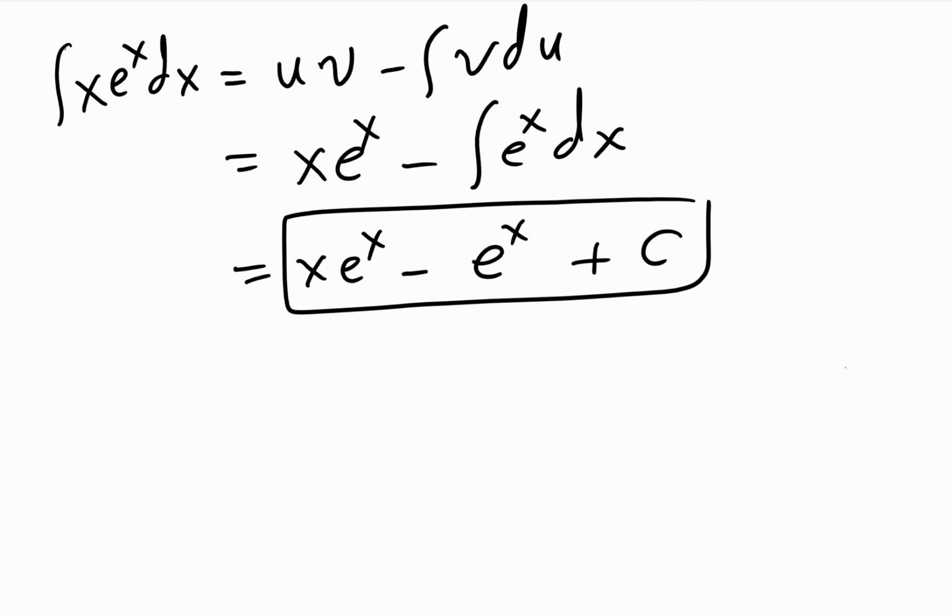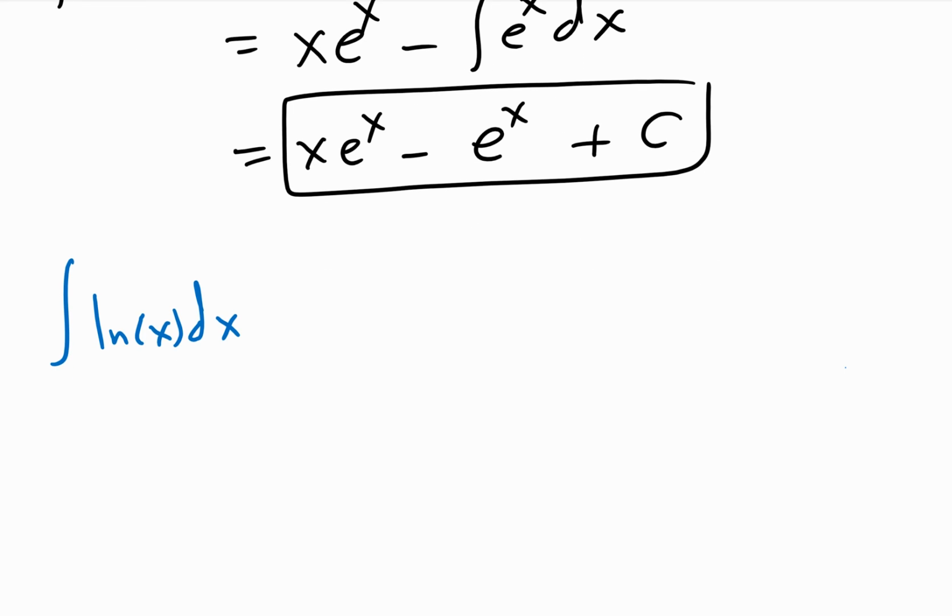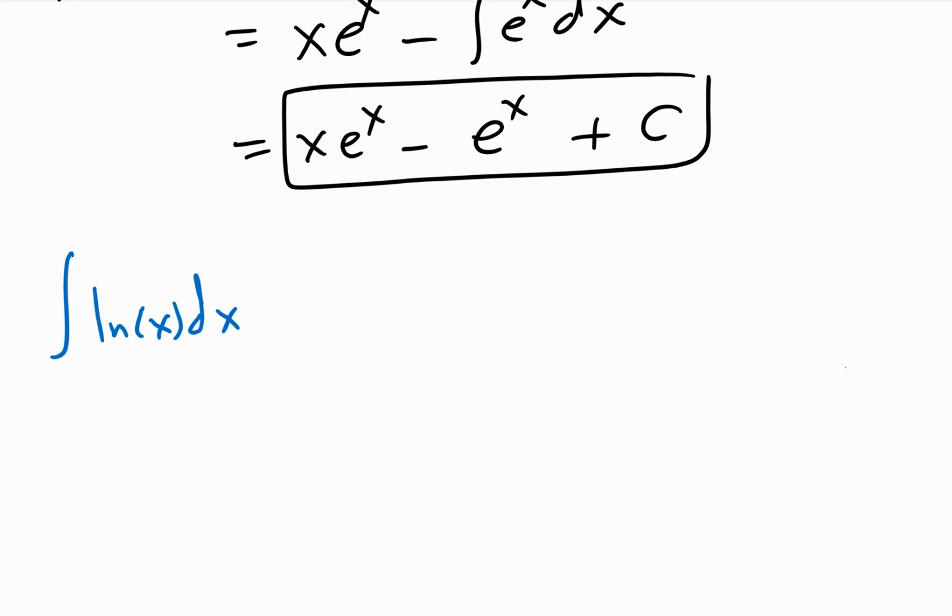So another example, integrate natural log of x dx. Again, we always try to start using the u substitution. If u substitution doesn't work, you want to try integration by parts. So in integration by parts we have to set u equals something, and whatever is left is dv. dv equals something. So what is u here?